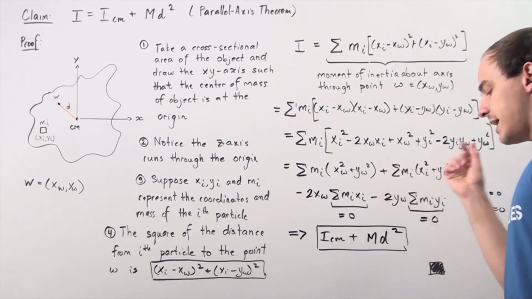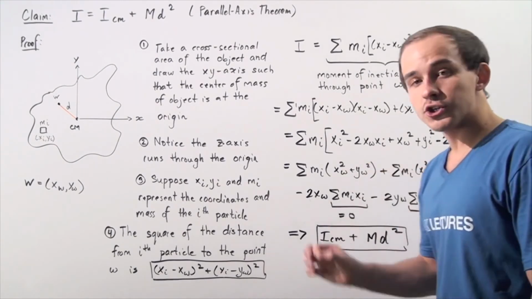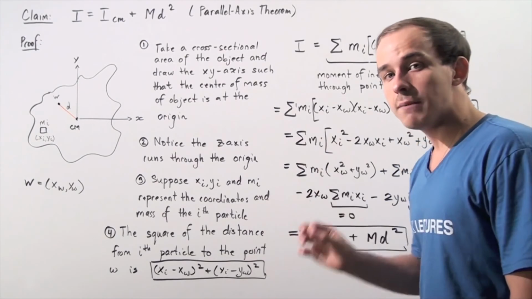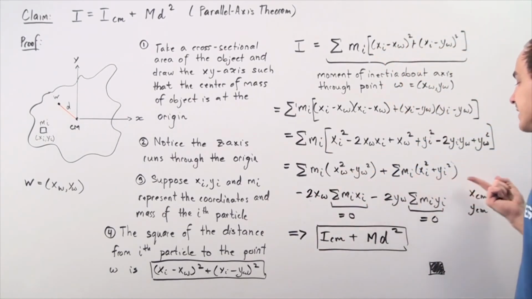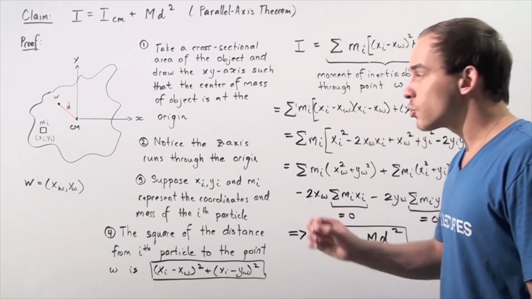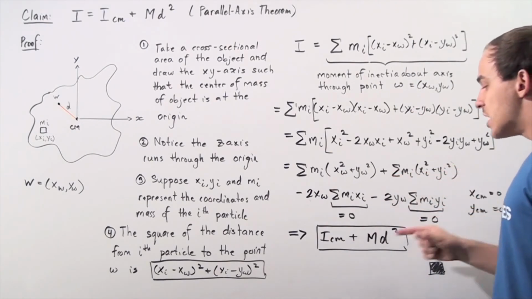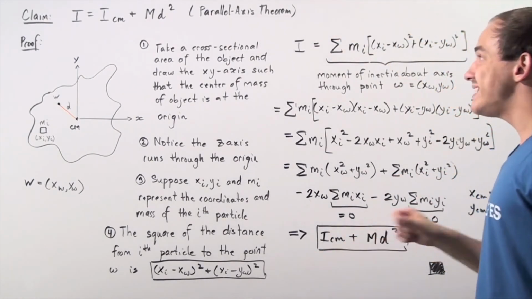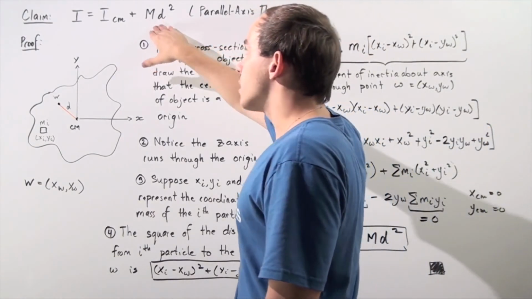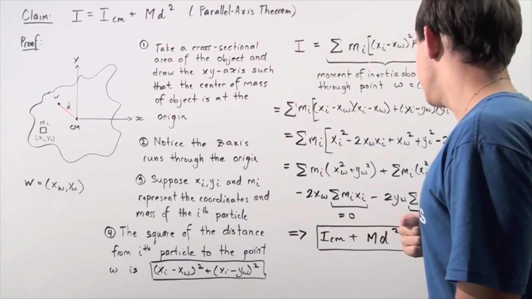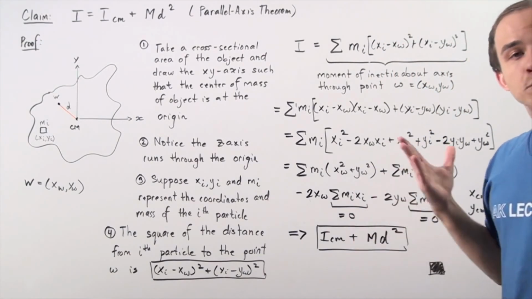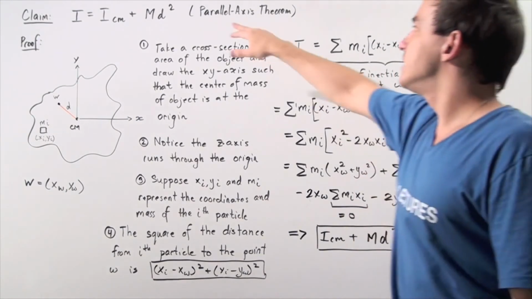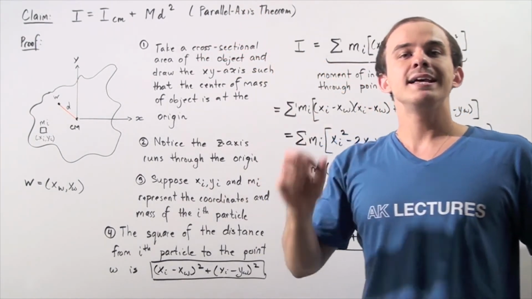And the other term is simply our ICM. This is simply the moment of inertia of the object if that object was rotating about the axis that goes through the center of mass. So we see that the moment of inertia of the object is equal to this formula, the sum of these two quantities. So that concludes the proof, and this proves that the parallel axis theorem is true.